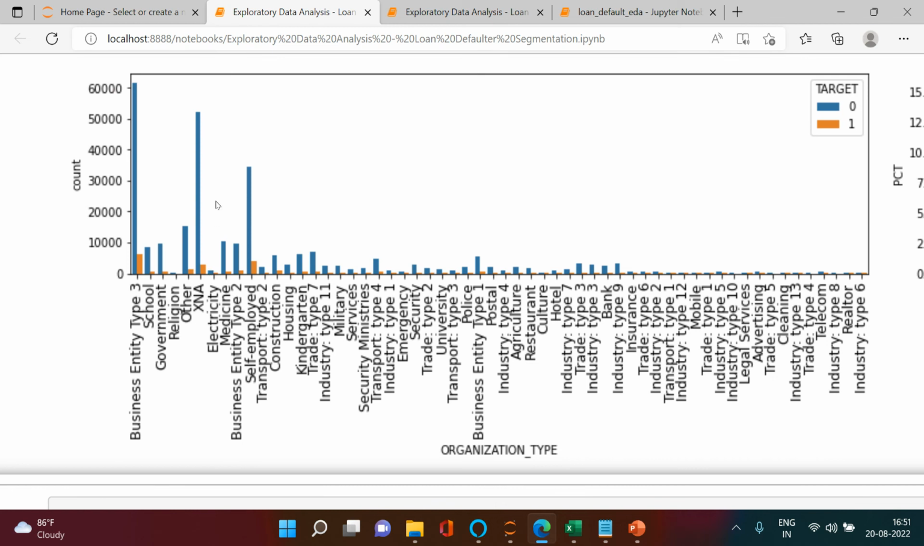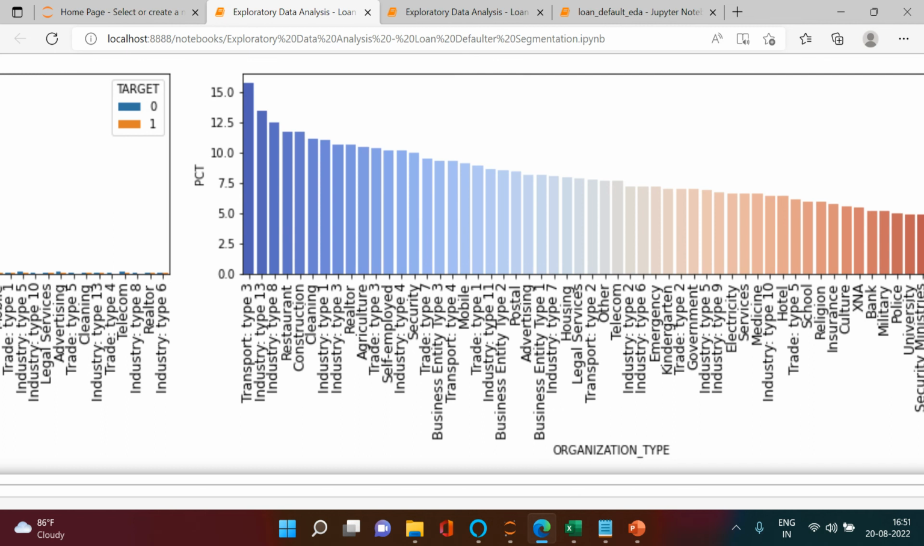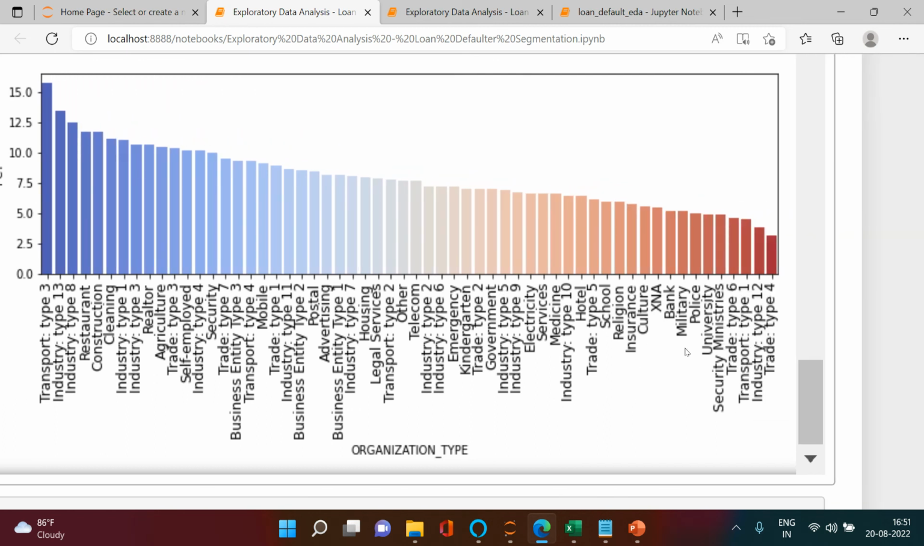Self-employed. Let's have a look at the self-employed default rate. Where is the self-employed? Just write in the comment section if you have identified where the self-employed is. I'm still not able to see it. Here we go. Self-employed has a default rate higher than business entity type 3, but still not the highest one. It has somewhere a little more than 10%, around 10.5 we can say.